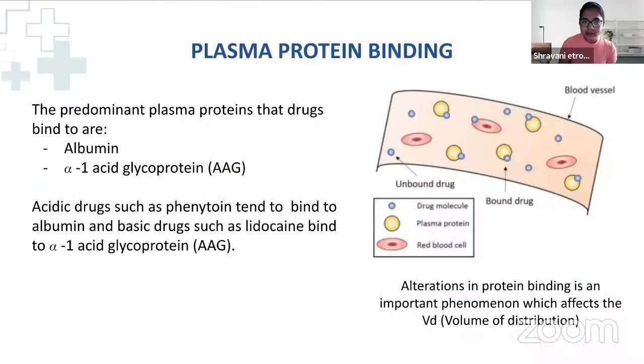And protein binding. In our blood, we have two major proteins. One is albumin and the other one is alpha-1 acid glycoprotein. These are the major proteins present in our body. Acidic drugs usually bind to albumin and basic drugs usually bind to AAG, the short form of alpha-1 acid glycoprotein. Alteration in protein binding is an important phenomenon which will affect the volume of distribution of the drugs.